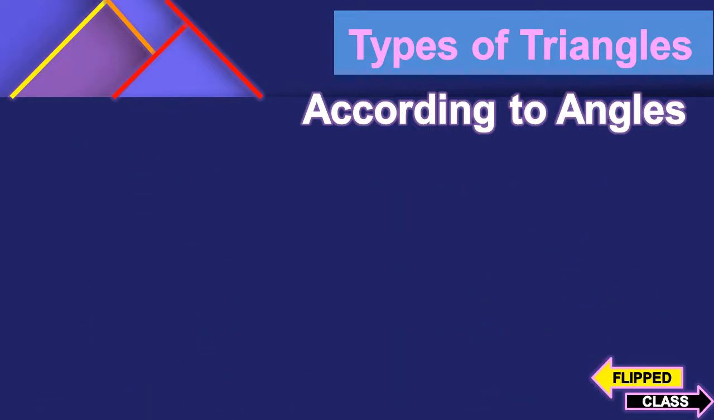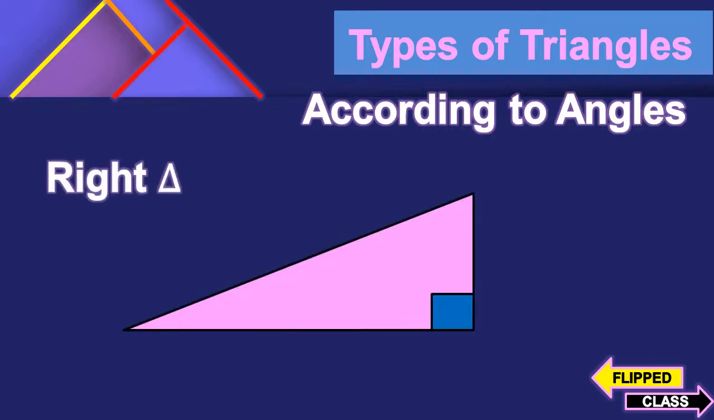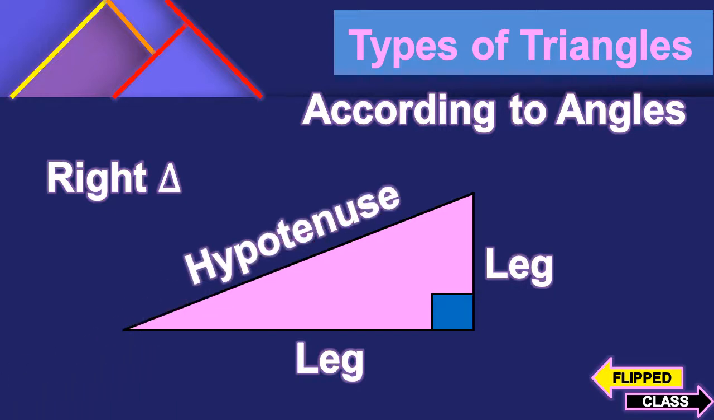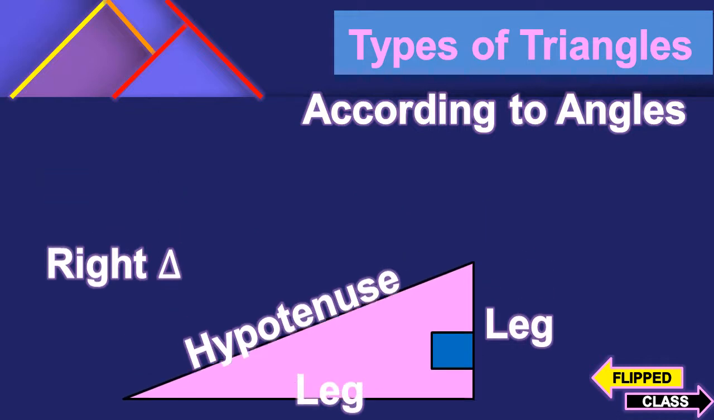But I would like you to focus on one special type, which is actually considered to be the right triangle. In this figure, the two sides adjacent to the right angle are named as legs, and the side opposite the right angle is called the hypotenuse. It is a special type of triangle because it has many uses later on.